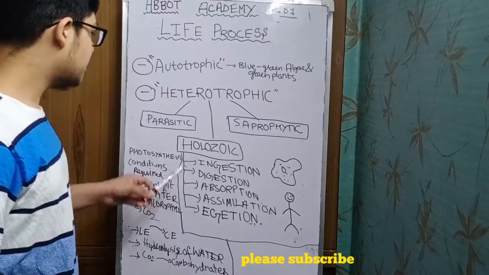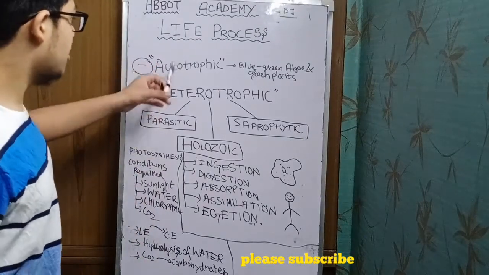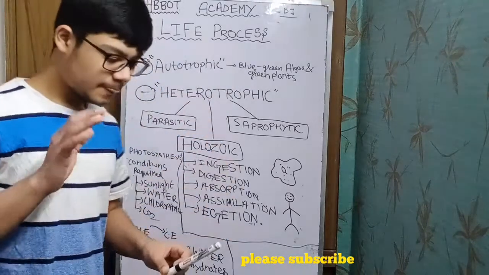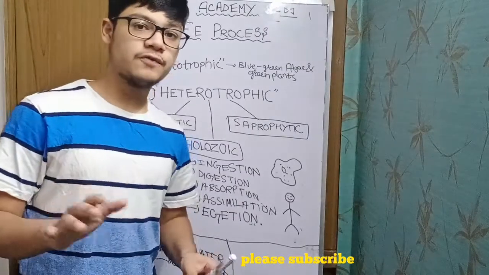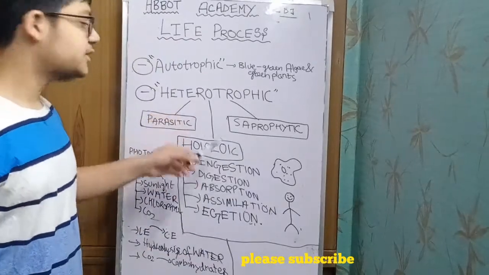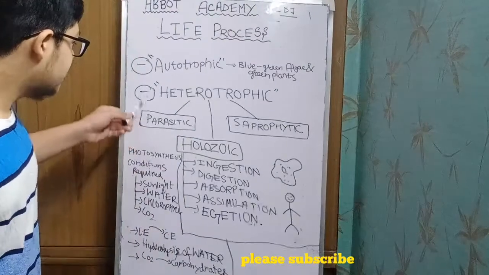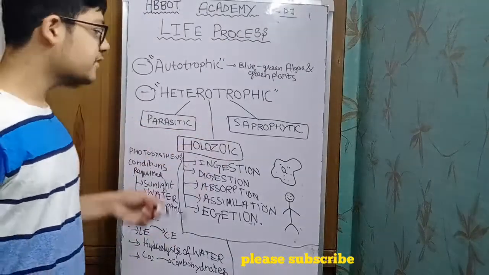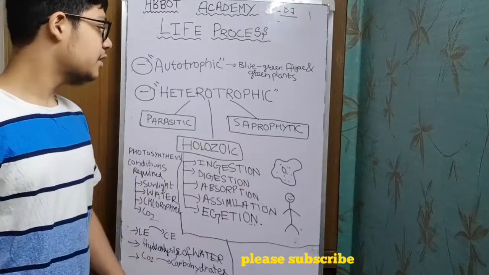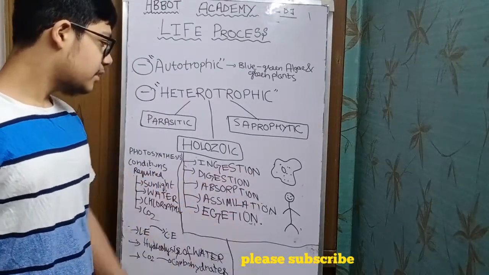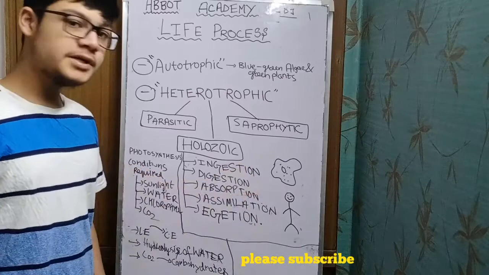So let us take a quick recap of this. Autotrophic nutrition, that are all those organisms which are capable of producing their own food. Heterotrophic, just opposite, which are not capable of producing their own food. It includes parasitic, saprophytic, holozoic. Parasitic, which depends on the host body. Saprophytic, which depends on dead and decaying matter. Holozoic, which includes 5 steps. For example, amoeba and human beings.